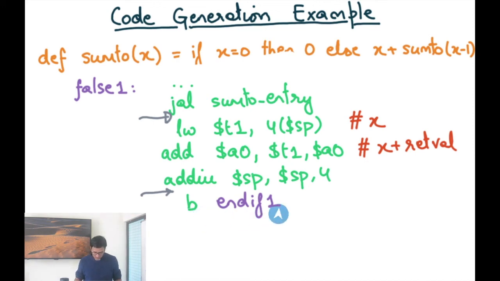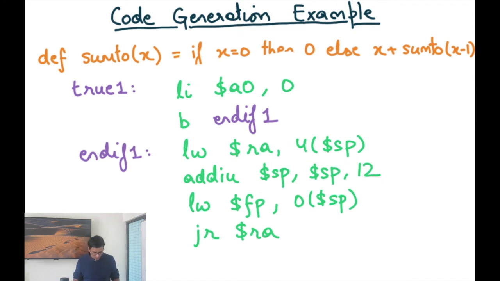Notice that I'm using this suffix called 1. This is just to disambiguate between different if then else's, right? So maybe there are nested if then else's, or different functions have different if then else's, and so on. And so you can just give them numbers depending on which one it is, and based on that you can disambiguate between different labels.